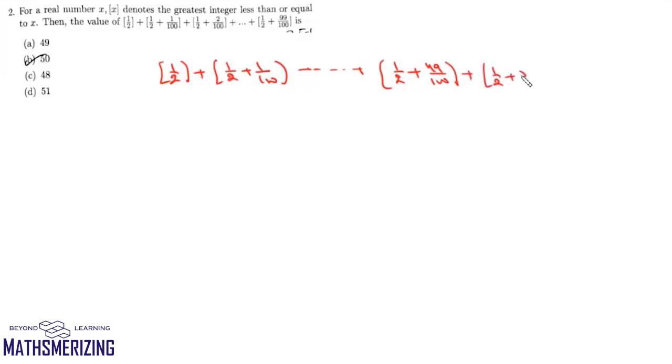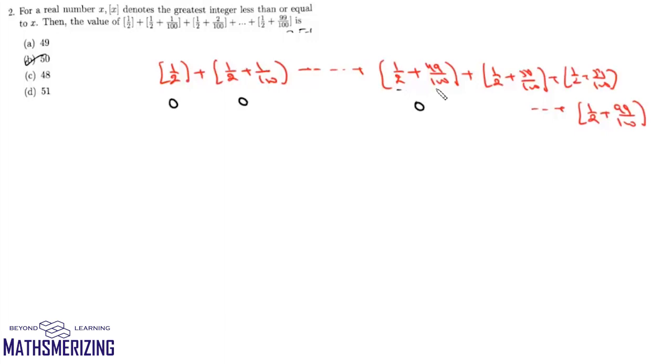Now question number 2 is, we need to find the value of the greatest integer function of 1 by 2 plus the greatest integer function of 1 by 2 plus 1 upon 100, and this series will continue up to 1 by 2 plus 49 upon 100, and then plus 1 by 2 plus 50 upon 100, 1 by 2 plus 51 upon 100, and this series goes all the way up to 1 by 2 plus 99 upon 100. Now we know that when x is less than 1, its greatest integer function will be 0. So all these terms will be 0.